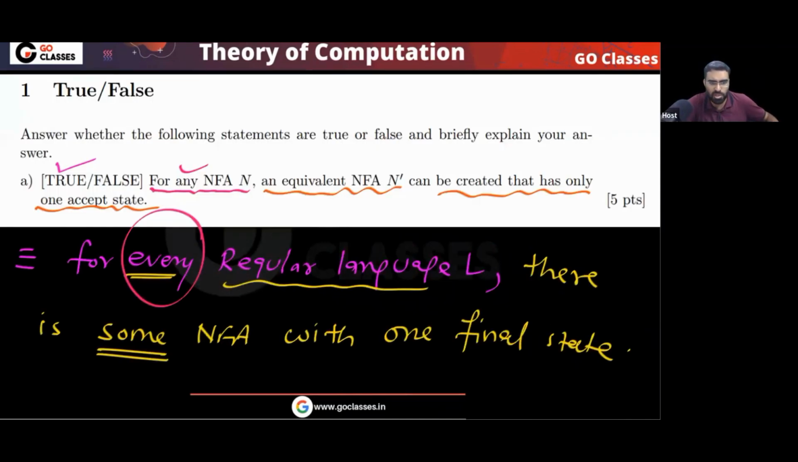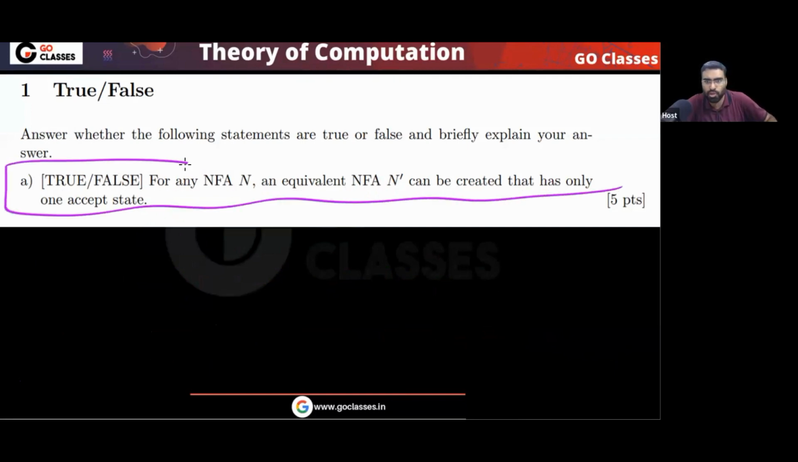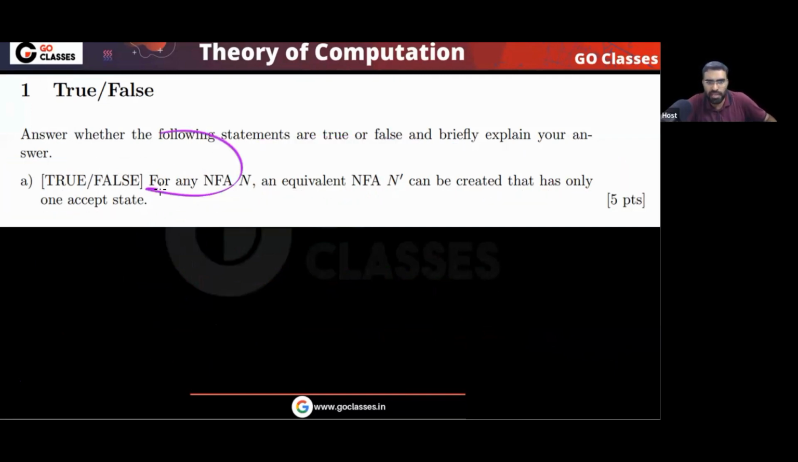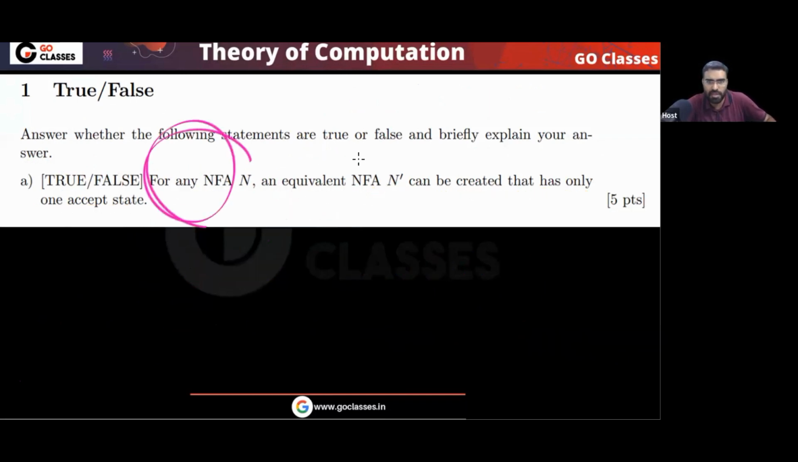You can notice this is a very good question. This type of question you can expect in the GATE exam. In the GATE exam, they can ask you this as a true or false statement: for any NFA, you can create an equivalent NFA. What does equivalent mean? Can anyone tell me? Equivalent means same language. The language is not changing, accepting the same language. So for every NFA, whatever NFA you take, you can create an equivalent NFA which will accept the same language. The language will not change, but the new NFA will have one single final state.